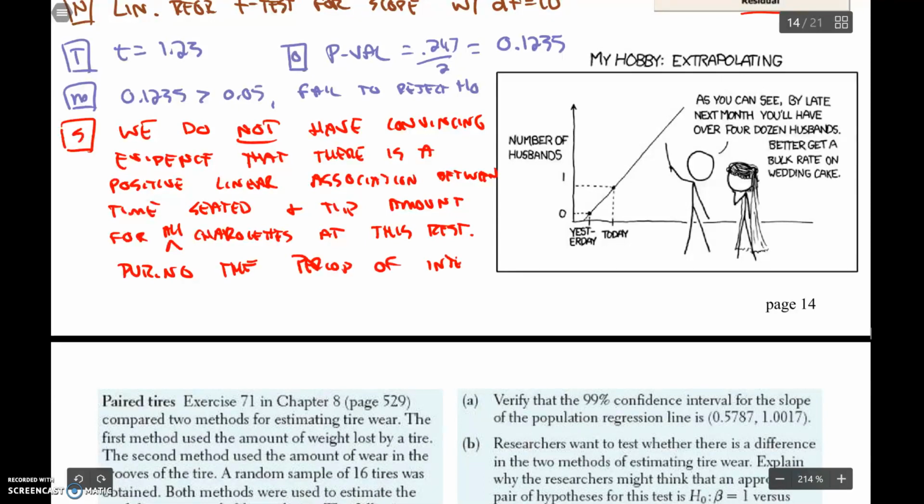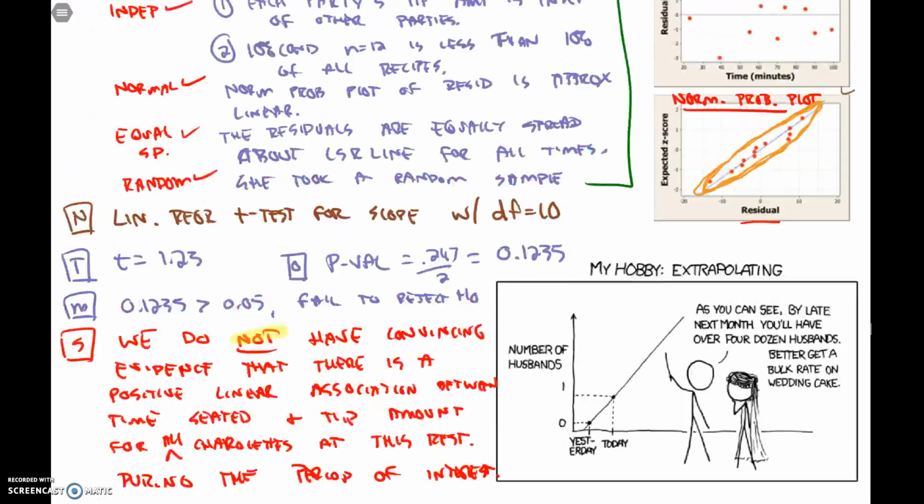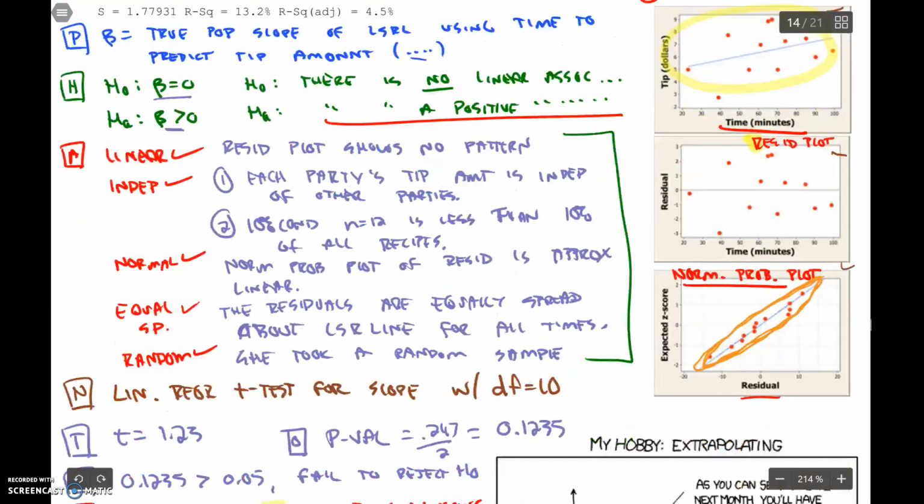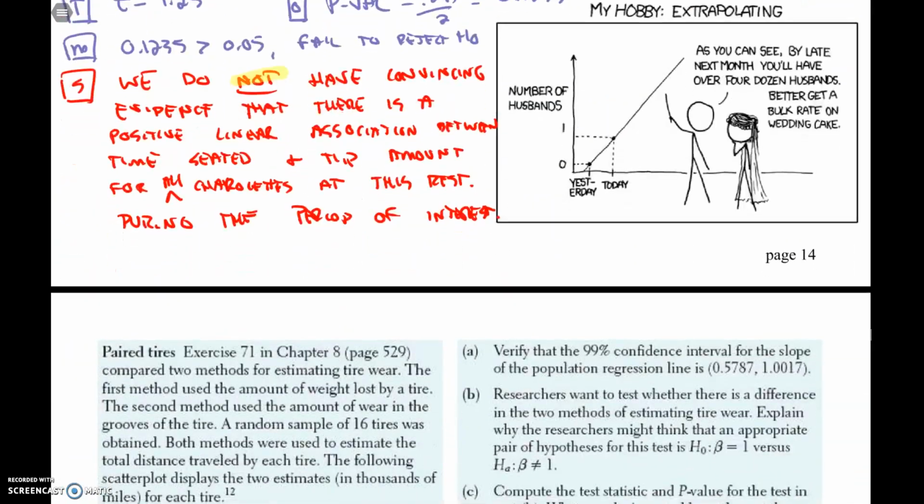Probably being a little more detailed than we need to there, but it's never a bad thing on the AP exam. So we do not have enough evidence in this data to conclude that there's a positive linear association. Our sample data is too weak to conclude a relationship in the population.